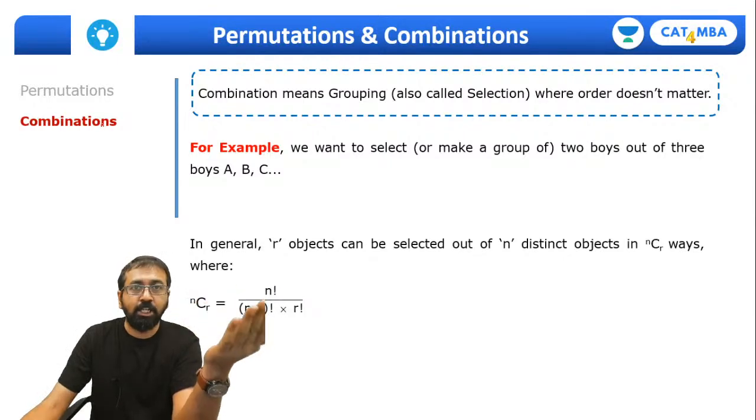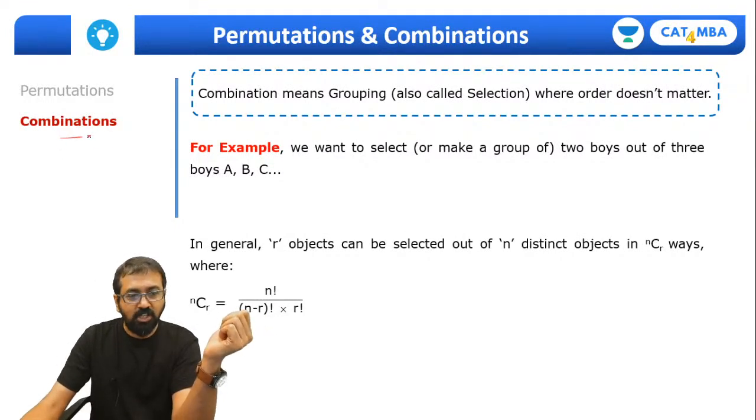In fact, we took plenty of examples of permutation. I don't know how much time we are left with. We're left with just 15 minutes. So now we need to understand combinations quickly, right?